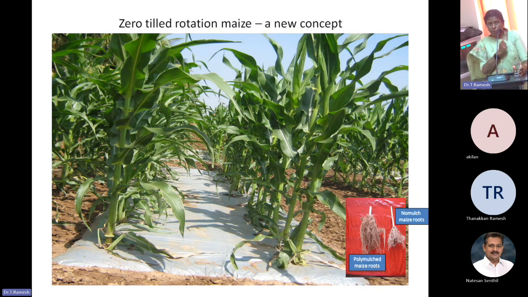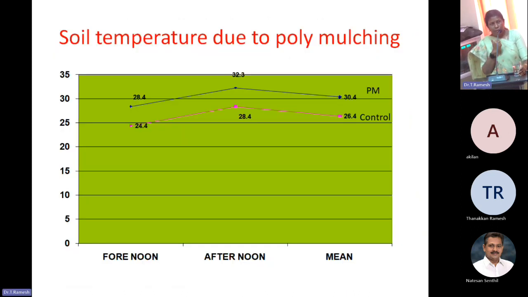I have kept this root system. You can see polymulch roots and conventional. So a lot of root system. All water saving, weed control, all the benefits we got enhanced in the rotation maize also. So why is this happening? What is the magic for this growth? We have measured the temperature and it is 4 degrees extra under mulching. So this 4 degrees extra temperature might have helped for mineralization and faster mobilization of nutrients.